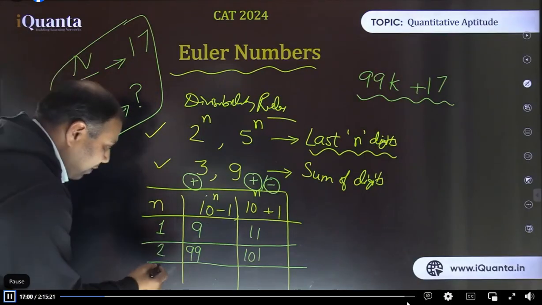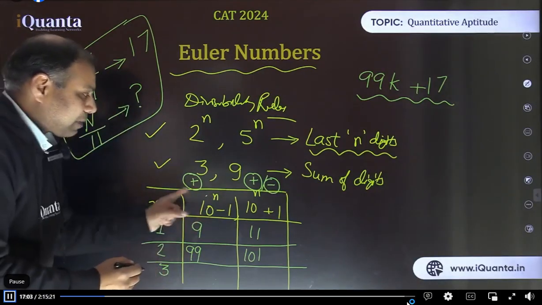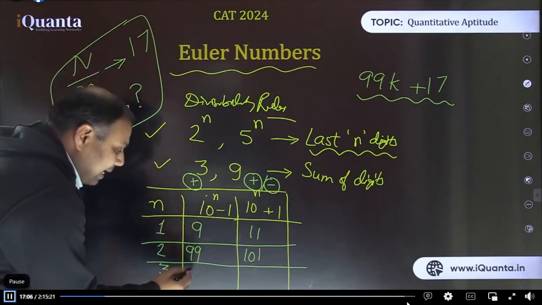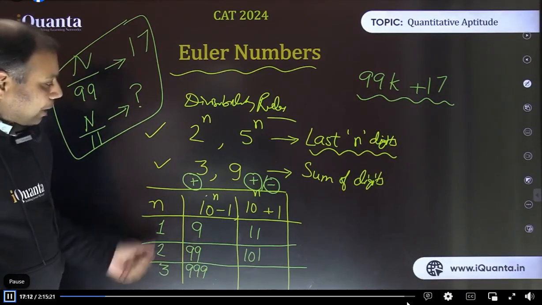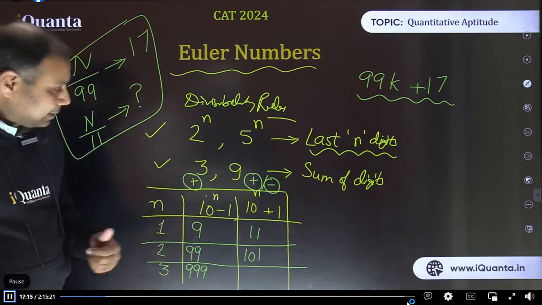Let's continue. If I put n equals 3, in that case this divisor becomes 10 cube minus 1, which is 999. The rule is quite obvious: we need to make groups of 3 digits at a time, and all the groups are to be added together.